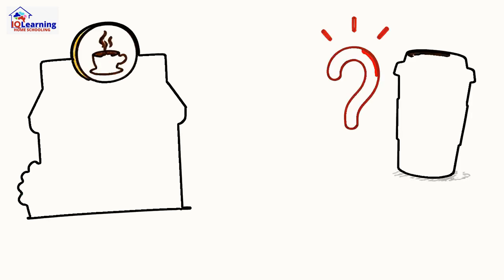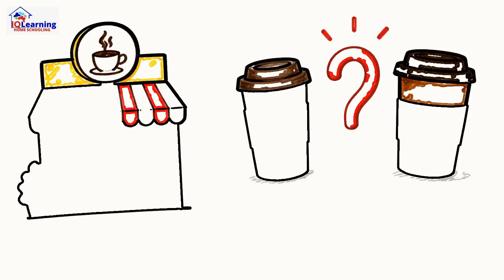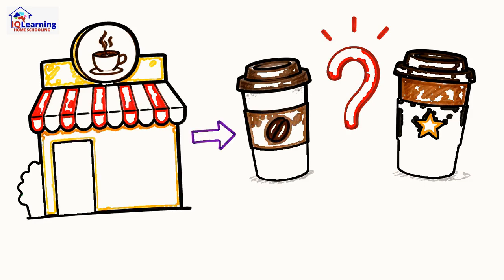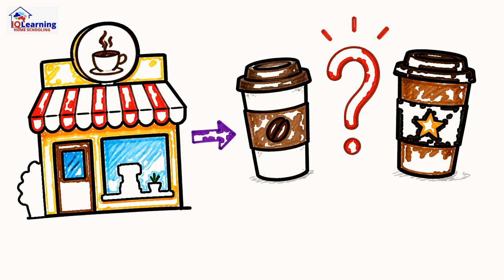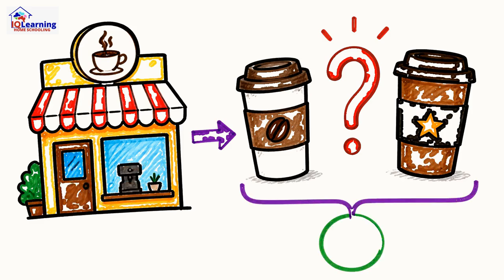Imagine a coffee shop. Yesterday, they sold 50 cups and made $120. Regular coffee is $2, premium is $3. How many of each did they sell?